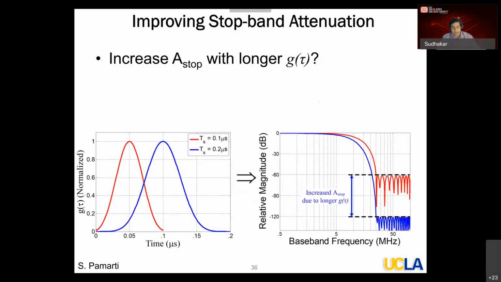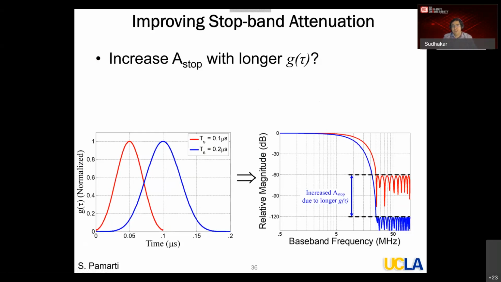So here, the figure on the left is showing you two G of t's. The red one is a shorter one, the blue one is a longer one. It has twice the period. And the figure on the right is showing the effective filtering from those analog FIRs. You can see the blue one has 60 dB higher stopband attenuation than the red one. So that's what I want to do. But I have a problem, because my filtering by aliasing approach constrains me to sample the signal at the same period as the periodic variation.